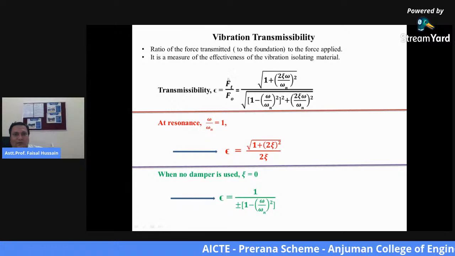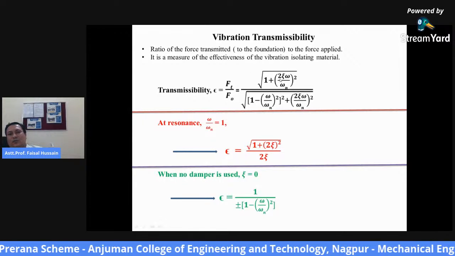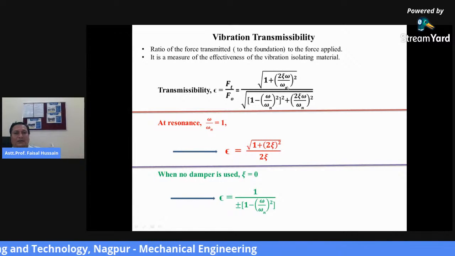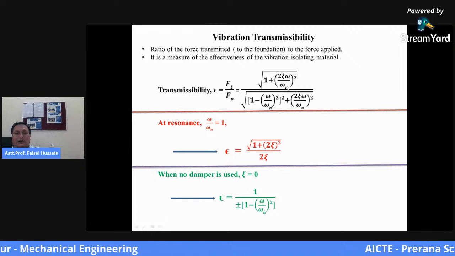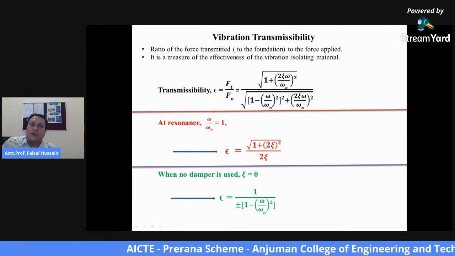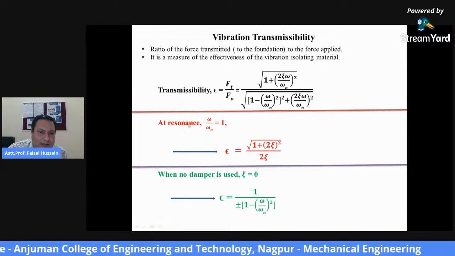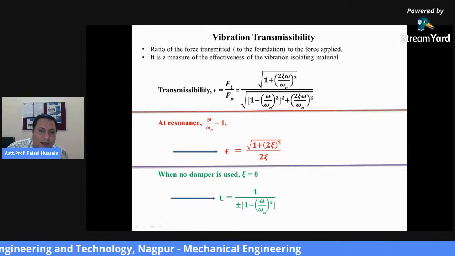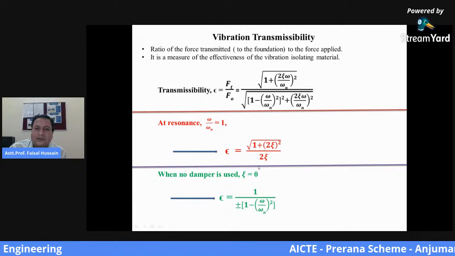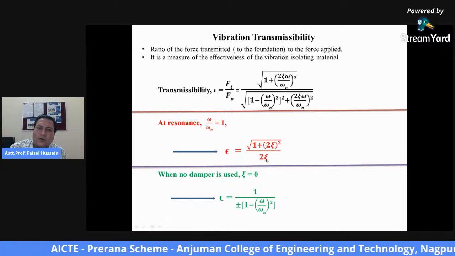The ratio of these two parameters is known as transmissibility, and its equation is the square root of 1 plus (2 zeta omega by omega n) the whole squared, divided by the square root of (1 minus (omega by omega n) squared) the whole squared plus (2 zeta omega by omega n) the whole squared. This is a very important equation related to GATE numericals. Please keep two things in mind: at resonance the frequency ratio is 1, and the transmissibility relation is epsilon equal to the square root of 1 plus (2 zeta) squared, upon 2 zeta.